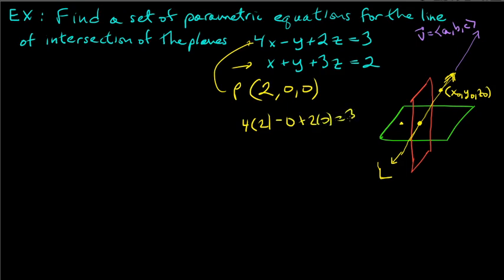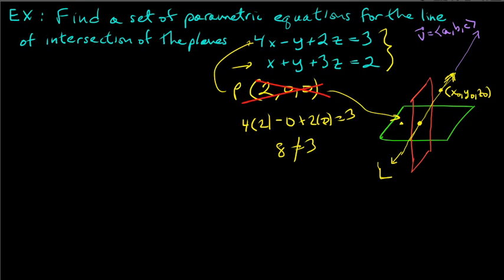0 equals 3. We get 8 equals 3, which is definitely not true. So this point P might be on one plane, but it's not on both planes. So yeah, you have to be careful. You have to pick a point that's true for both equations, not just one or the other. Right, so definitely this point P cannot be our x0, y0, z0 because it's only on one plane, not the other. We need a point on both planes.